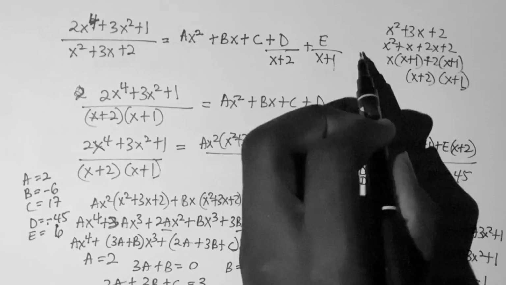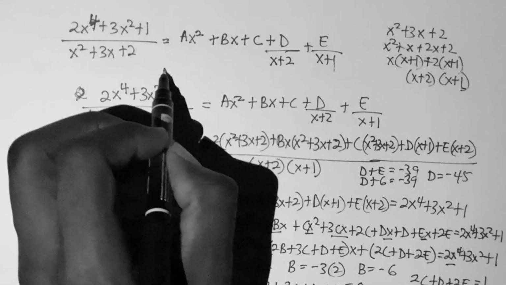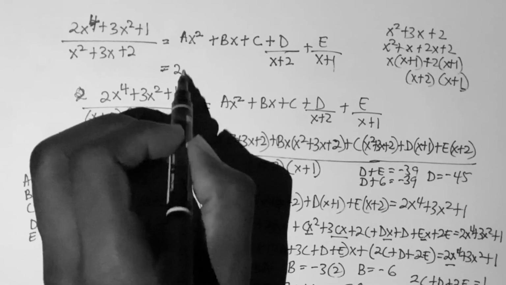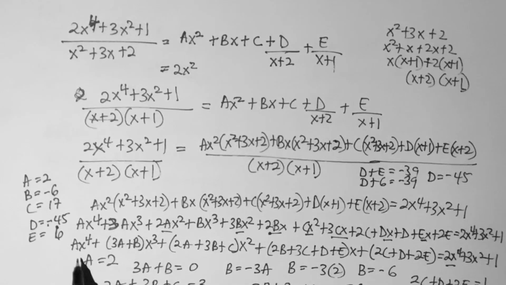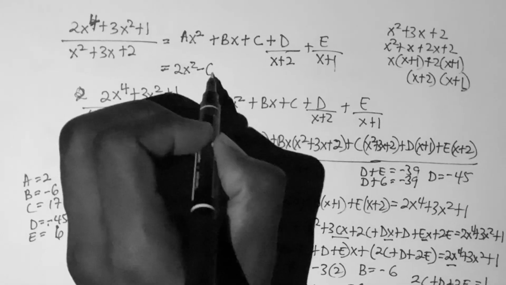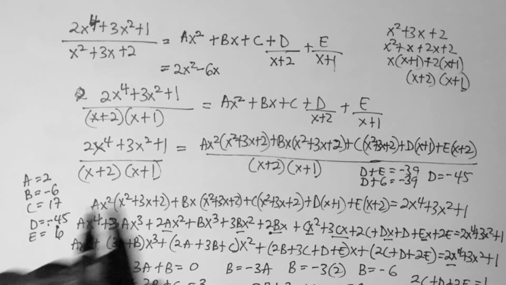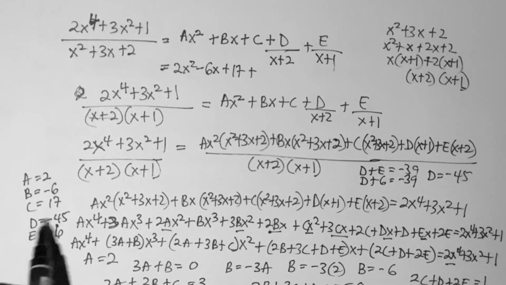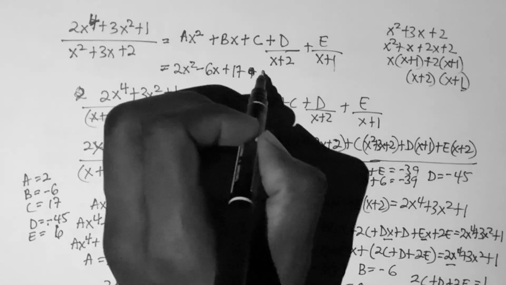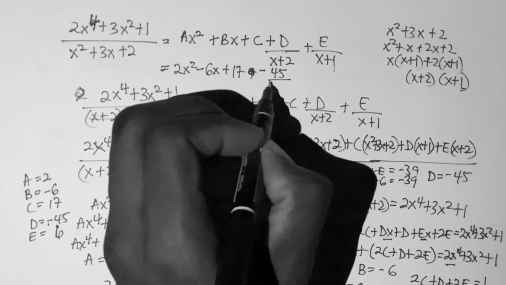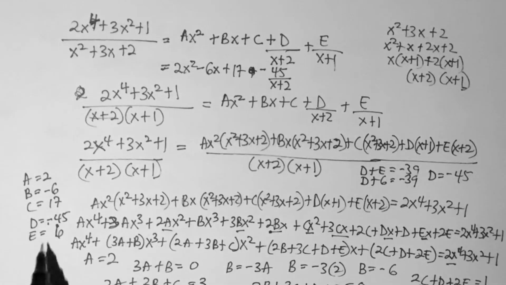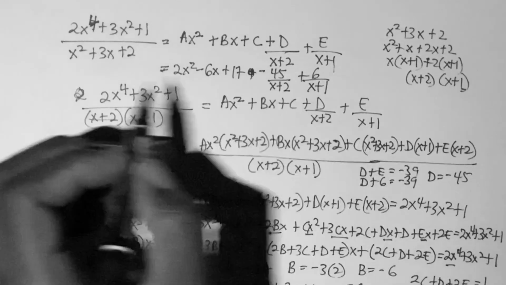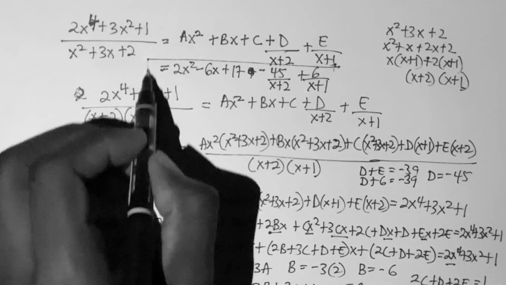So we can then put it here and write the final answer. So this fraction is expressed as a is 2x^2, then plus b is minus 6, so minus 6x, then plus c, so plus 17. Then plus d is minus 45, so minus 45 over x plus 2. Then e is 6, so plus 6 divided by x plus 1. So this is the final answer.